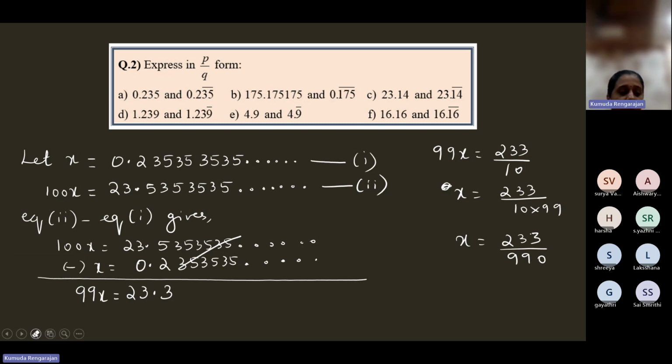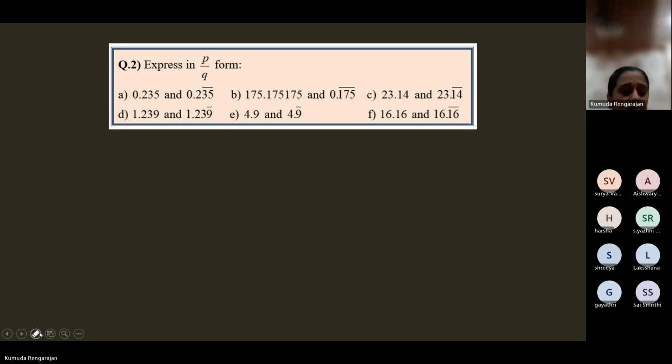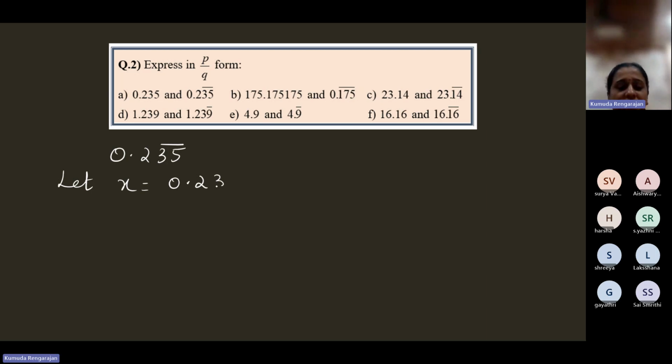I'll just tell you this one now. So first, assign this one to x. Let x be equal to 0.2 recurring 35. Since the bar is placed on top of 3, 5, write it 3, 5, 3, 5, 3 to 4 times and then place the dots. Now the bar is placed on top of 2 digits.